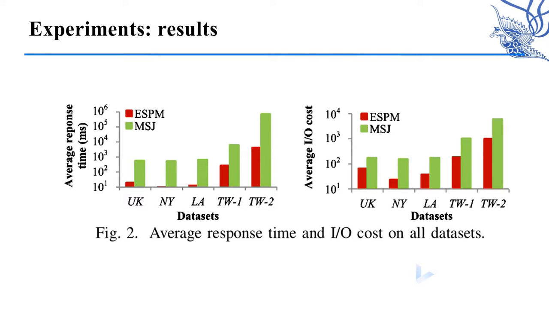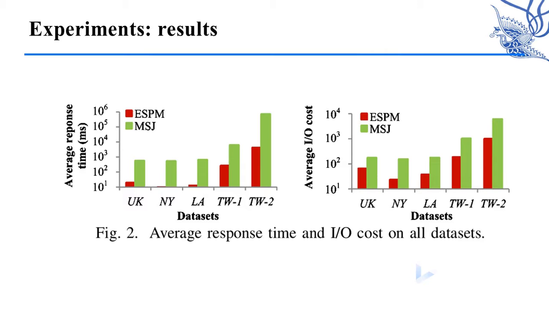Clearly, on all datasets, ESPM outperforms the state-of-the-art SPM algorithm, MSG, and is over one order of magnitude faster than MSG in terms of the response time. In particular, on the largest dataset, TW2, it's up to 132 times faster than MSG. On average, it takes about 5 seconds, while MSG takes about 11 minutes for a pattern.